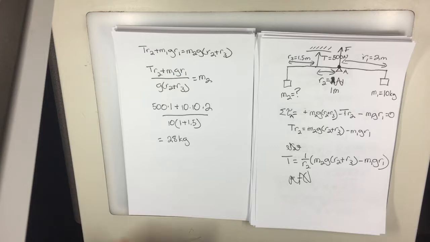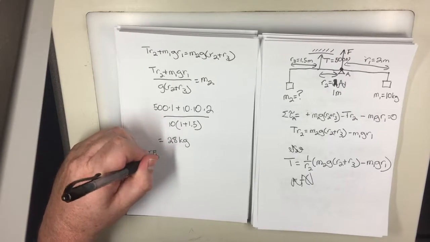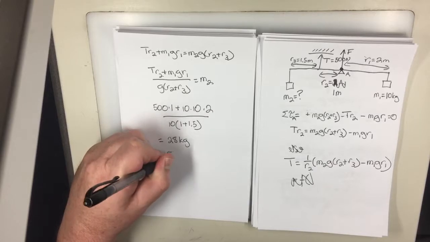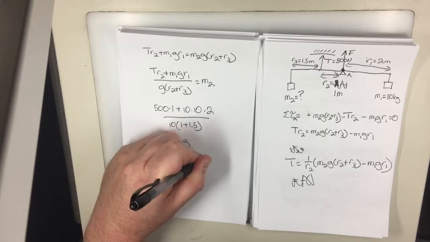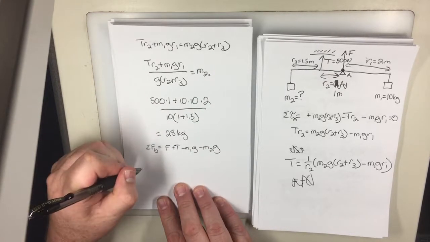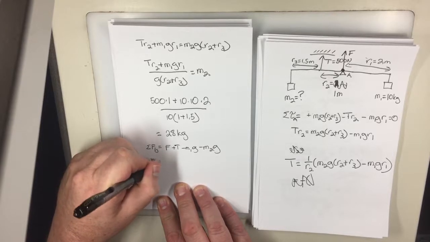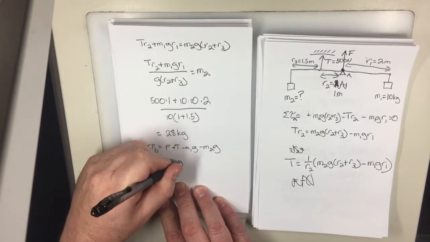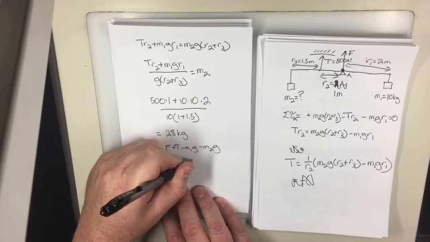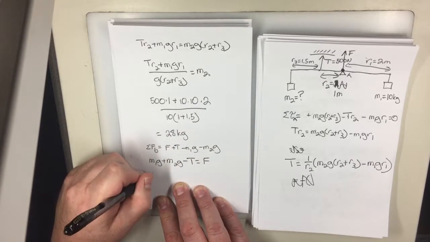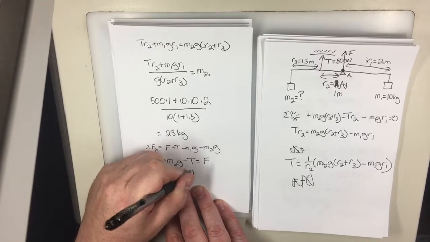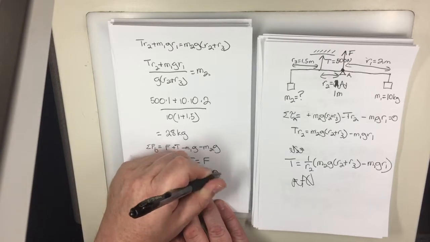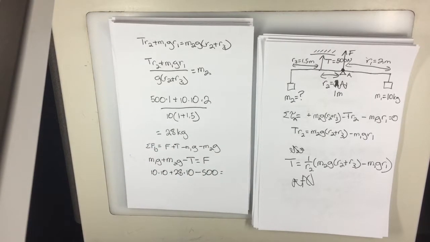And now I can find F because the sum of the forces in the vertical is equal to 0. F plus T minus M1G minus M2G. I need to know what F is, so M1G plus M2G minus T is equal to F. 10, 10, 28, 10 minus 500 is equal to, and it's going to be a whoopsie.